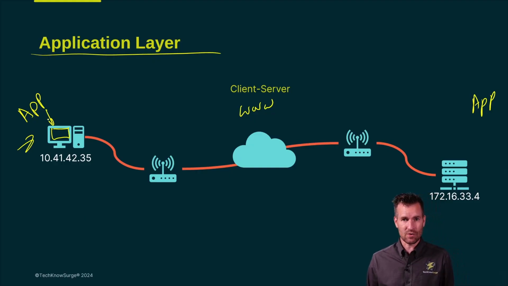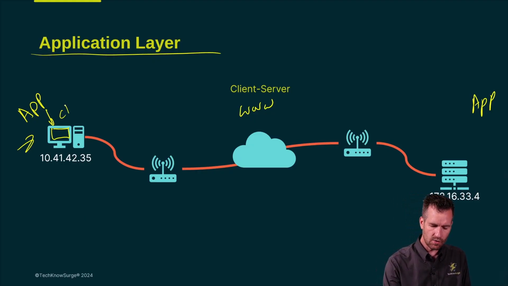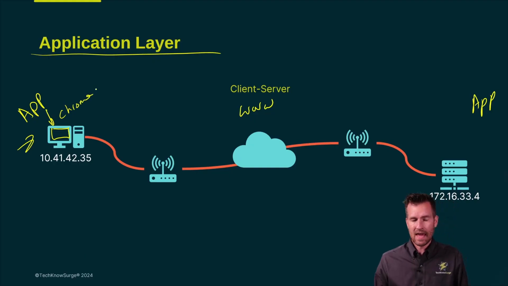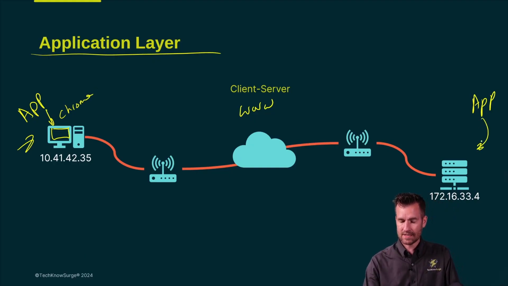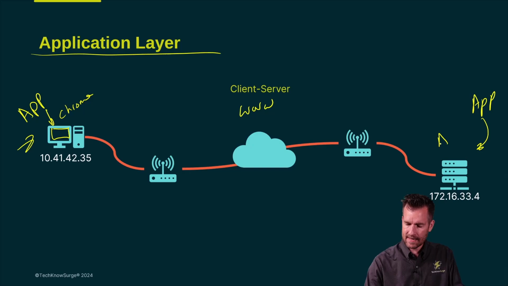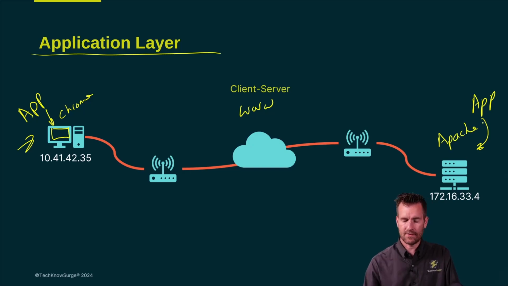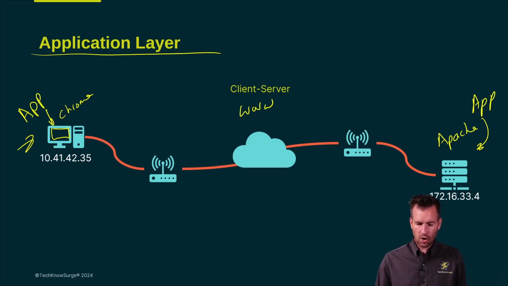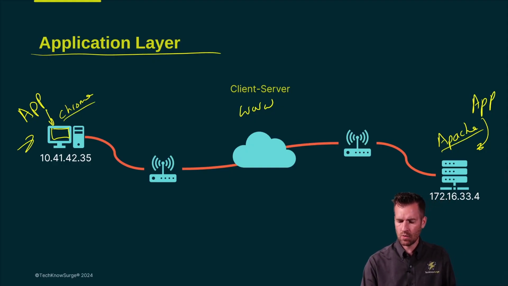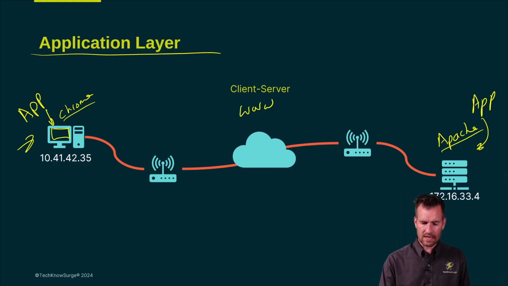So the app that we're using would be Safari or Chrome or Firefox. Let's just use Chrome as an example right here. And it's connecting to some sort of software on this side. Let's say Apache is running over on this side. So Chrome is going to be connecting to Apache. Chrome needs to make a request to Apache, and what it's going to use is this HTTP protocol.